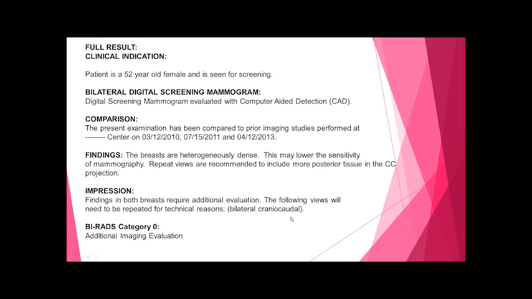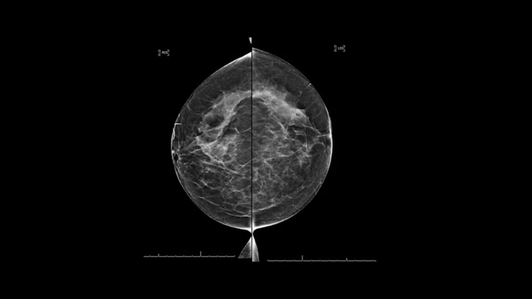Bilateral CC views. So we had comparisons. We know that from 2010, 11, 13. BI-RADS 0, additional imaging warranted. So let's look at the images to this report. You can see here's the nipples, here's the nipple markers. They're not perfectly centered, but not bad. Good medial tissue and good lateral tissue.